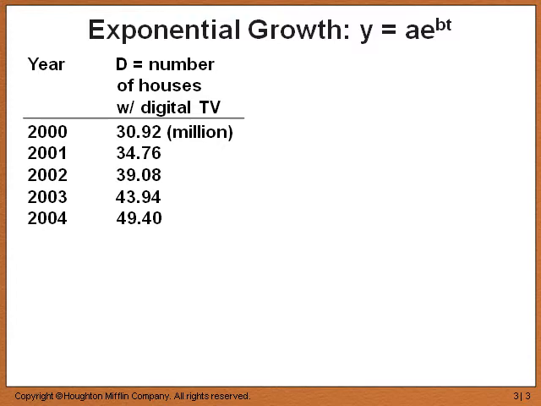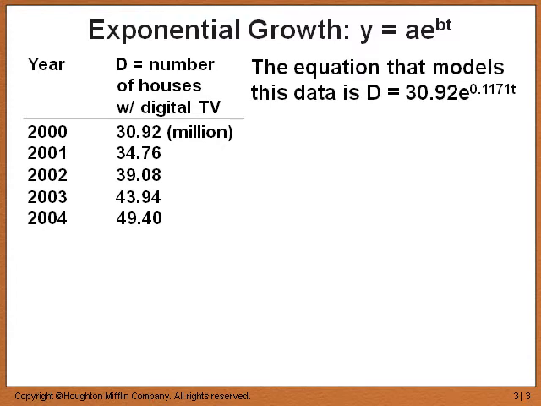So in the year 2000 there were 30.92 million houses with digital TV. And going down the table we can see that the amount increased. And it actually increased exponentially. So the equation that models this data is D equals 30.92 e to the 0.1171t.